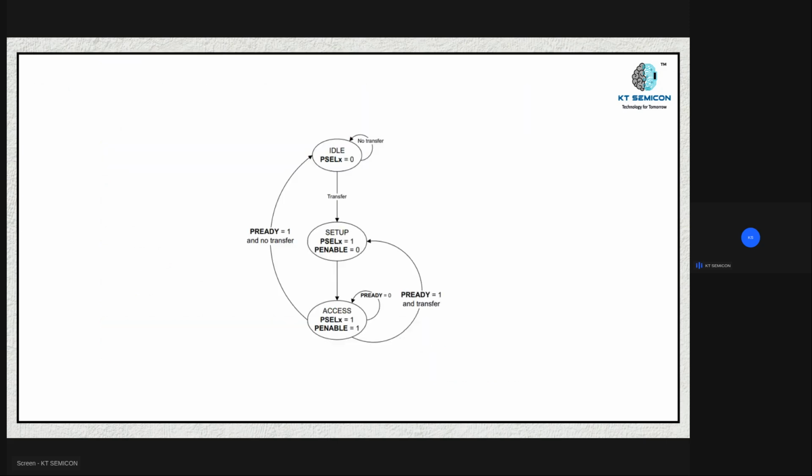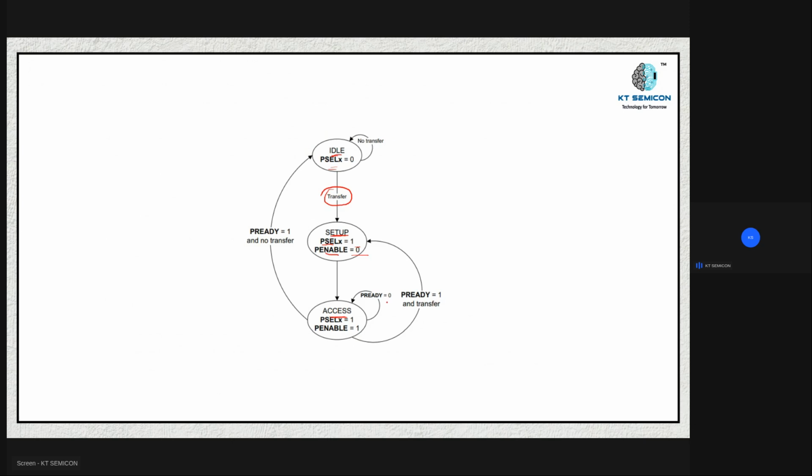And these are the phases which a particular transaction is going to have. Initially we are going to be in the idle phase, where PSEL will be equal to zero. And once the transfer has started, we go to a phase known as the setup phase, where PSEL will be equal to one and PENABLE will be equal to zero. Afterwards we go to the access phase, where PSEL is equal to one and PENABLE will be equal to one.